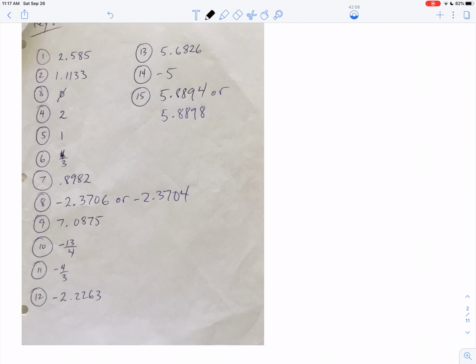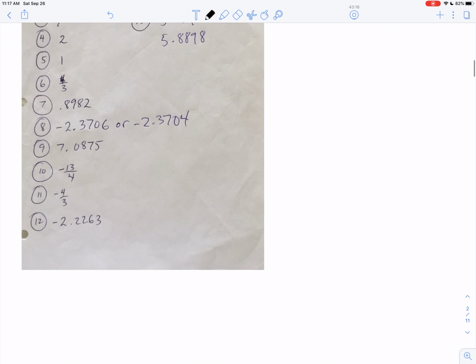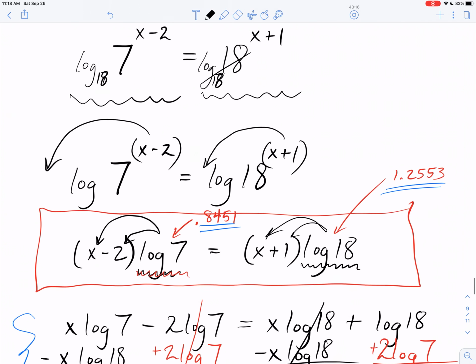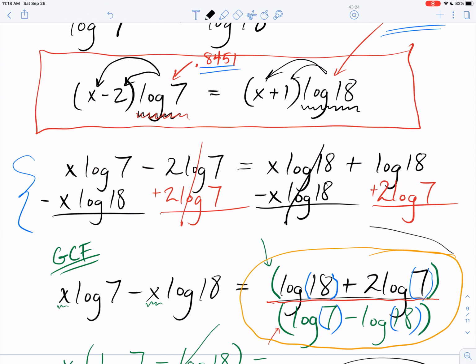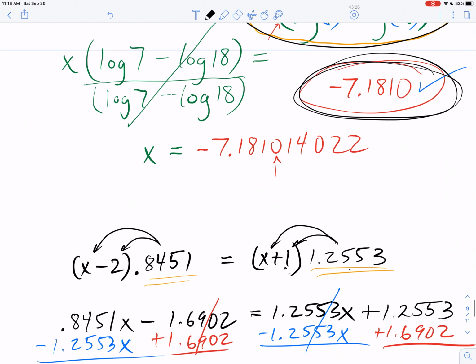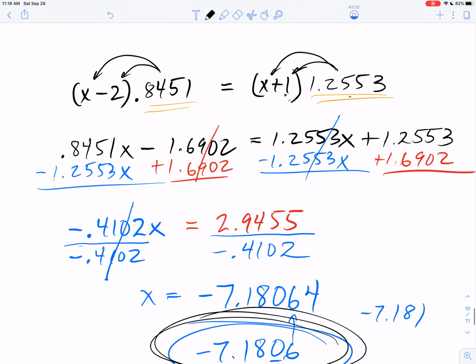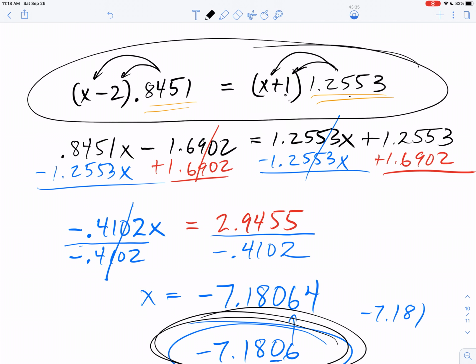So what I wanted to point out is you'll see that I have 2 answers, number 8 and number 15, where there are 2 correct answers written down. Why? Well, I did it both ways. Number 8 and number 15, it depends on which method you choose to use. If you do it with logarithms this way, you'll get a different answer than you will sometimes when you convert everything into decimal form at the beginning.